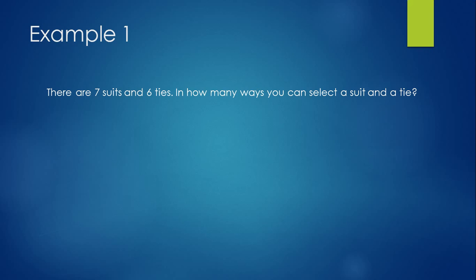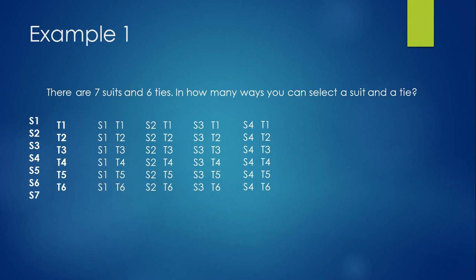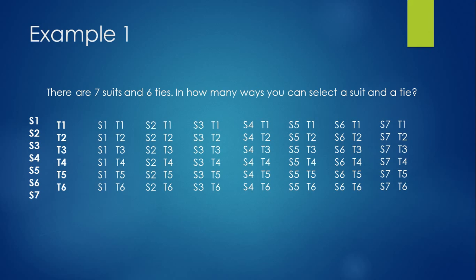So there are 7 suits: S1, S2, S3, S4, S5, S6, and S7. And there are 6 ties: T1, T2, T3, T4, T5, T6. And these are the list of the possible ways. So, 7 times 6 equals 42. There are 42 possible ways in selecting a suit and a tie.